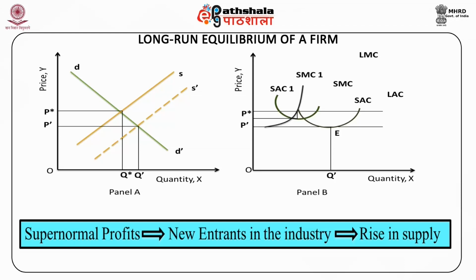Some new firms will enter into the industry. Due to this, quantity supplied in the market will rise and the supply curve in the market will shift to the right. Then the price will fall until it reaches the level P dash at which the firms reach equilibrium. At this point, the industry is also in the long run equilibrium. Then the long run average cost curve shown in panel B will be the final cost curve.